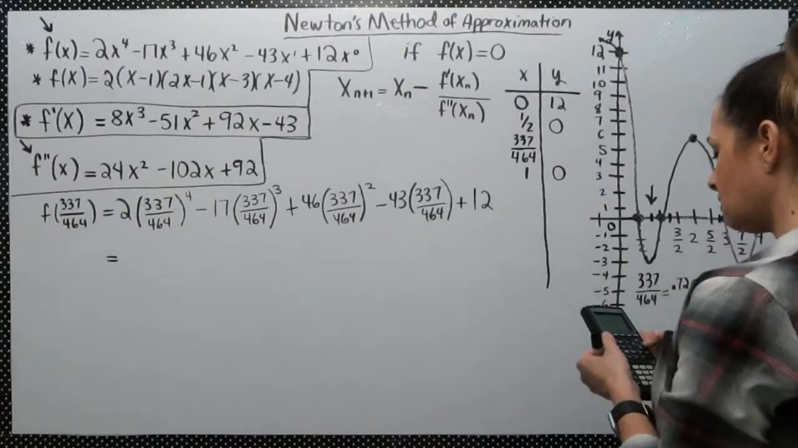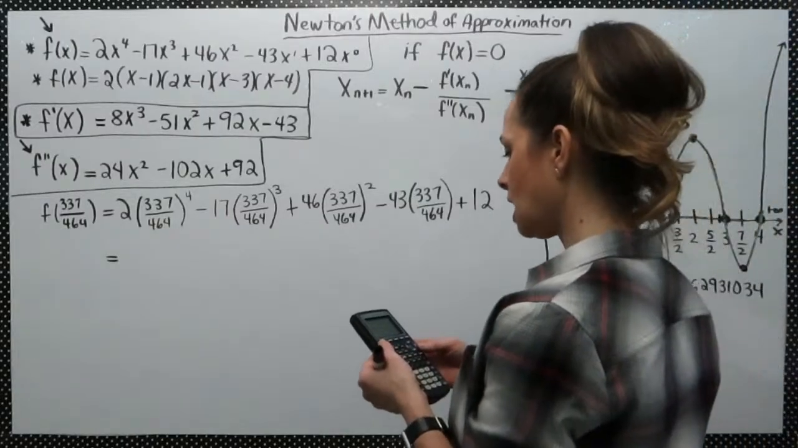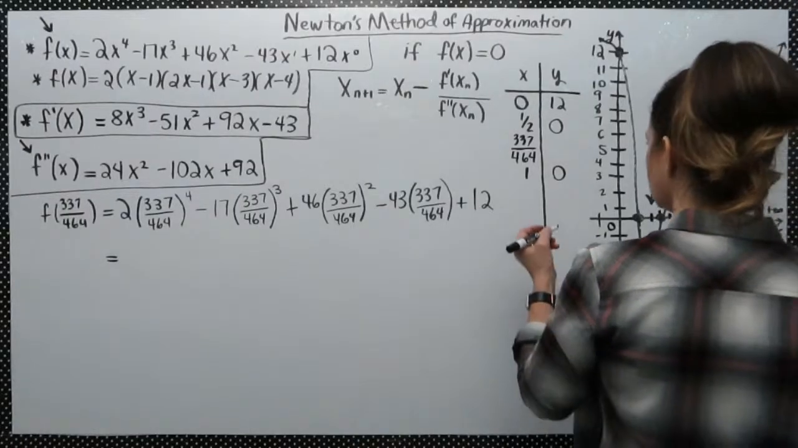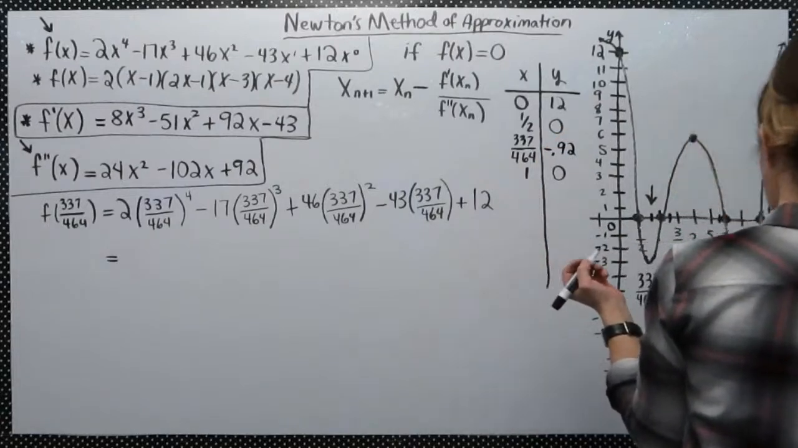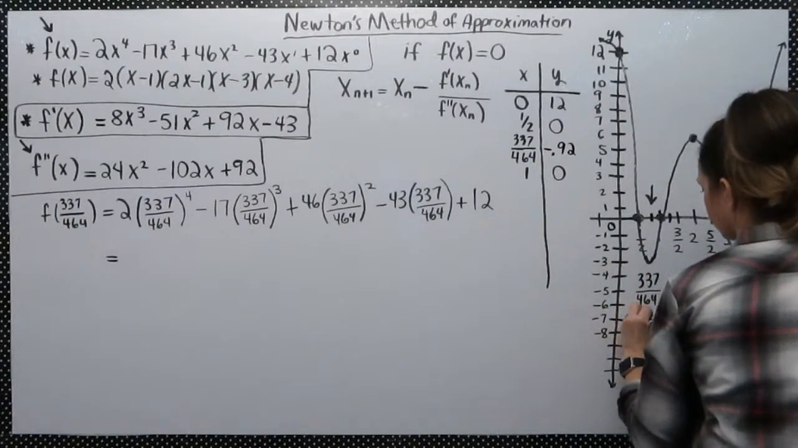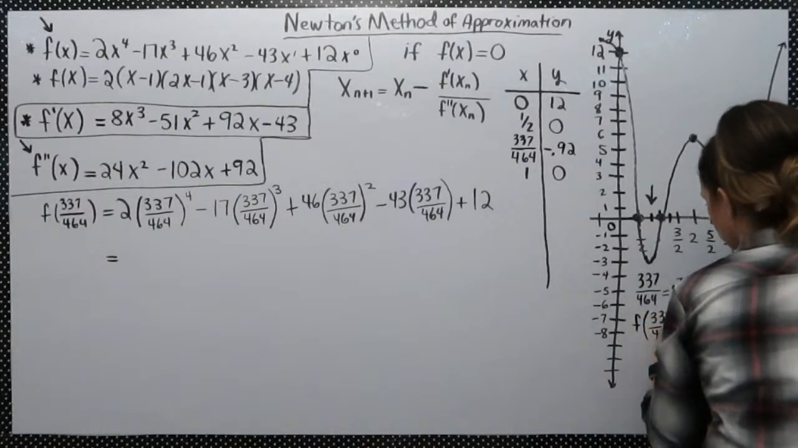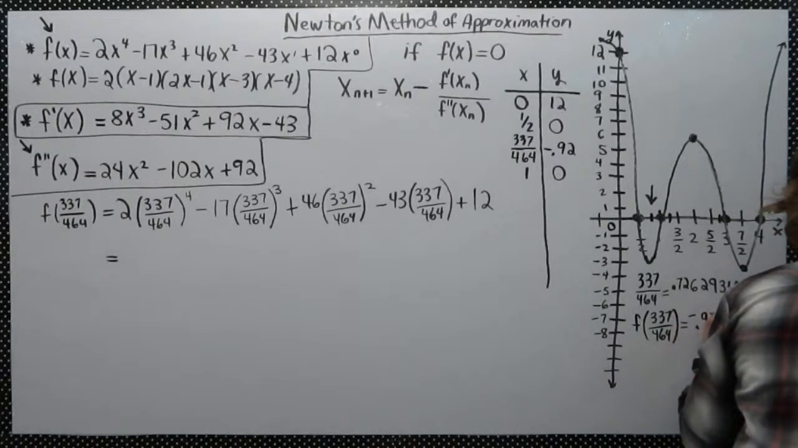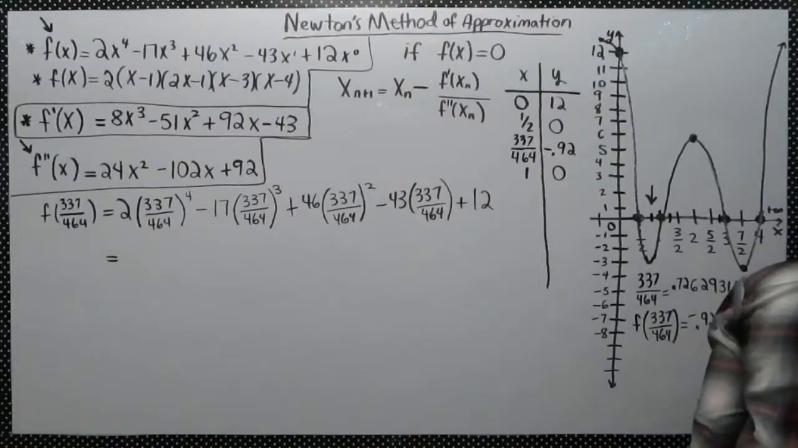2x to the 4th minus 17x cubed plus 46x squared minus 43x plus 12. All right, so I used the parentheses this time just to make sure. And it's telling me that it's negative 0.92. So f of this number 337464 equals negative 0.6455535. Almost didn't fit it on there.